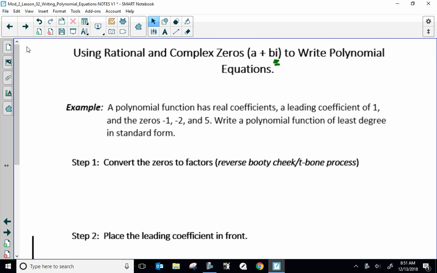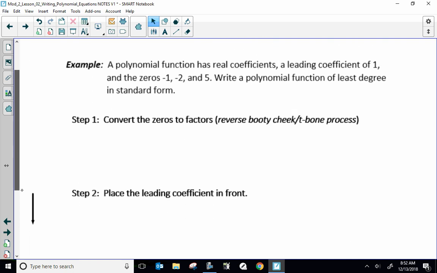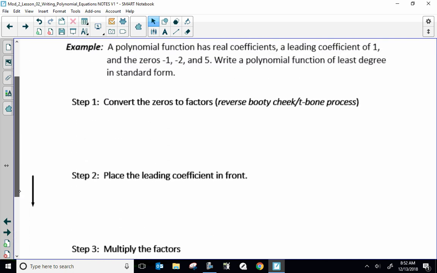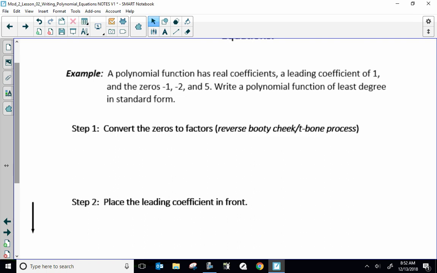So, example 1 here says a polynomial function has real coefficients, a leading coefficient of 1, and has the zeros -1, -2, and 5. Write a polynomial function of least degree in standard form. Okay, so I'm going to go over some steps here on how to do this, all right? And then we're going to practice it on our own here.